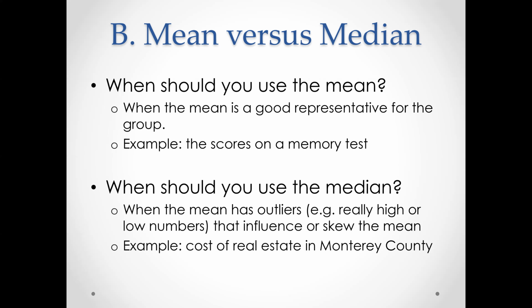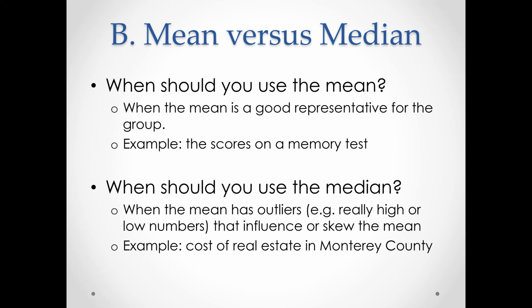An example of this would be real estate. Realtors oftentimes will not report the mean for a home cost. It oftentimes will be the median that is reported, and that's for a very good reason. Think about Monterey County. We have a lot of houses that are in multi-million-dollar homes. Is this the case for most of the county? No. So these would be very, very large outliers.